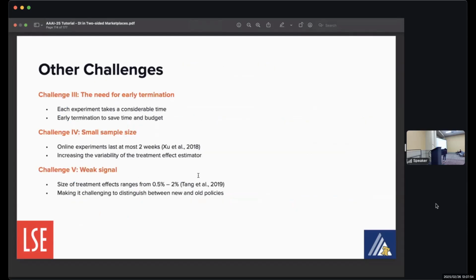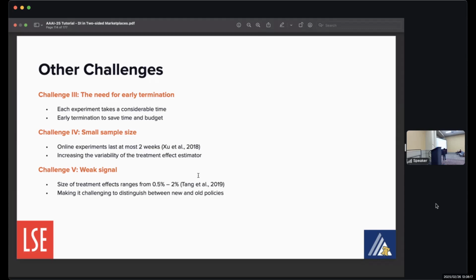The rest of the challenges are very easy to understand. The third challenge comes from the need for early termination. This is because the company typically has a large number of policies to evaluate. And to evaluate each policy, we will need to conduct some experiment. And each experiment can take a considerably long time. And because of that, early termination is very important for the purpose of saving time and budget.